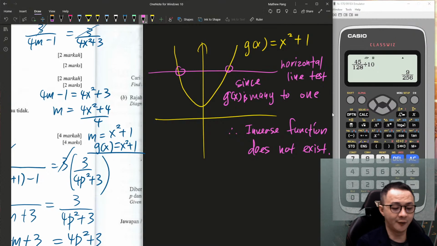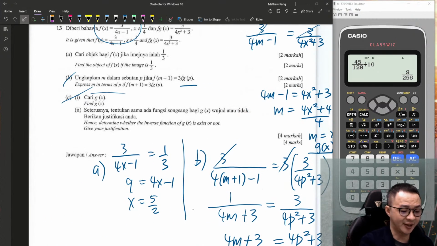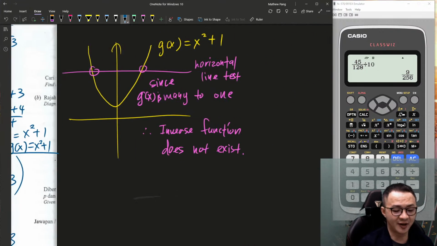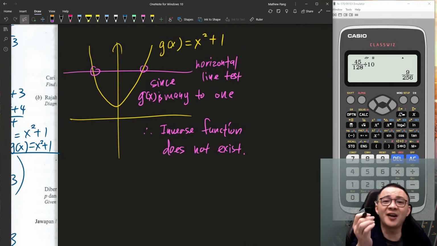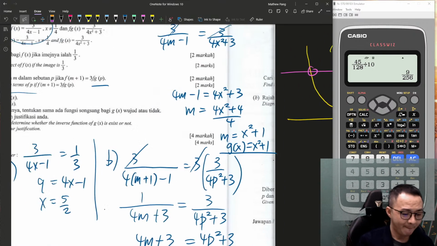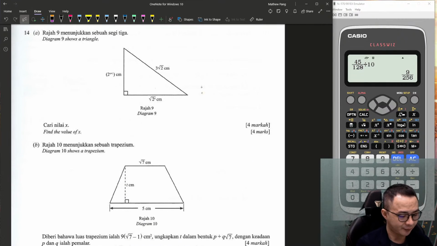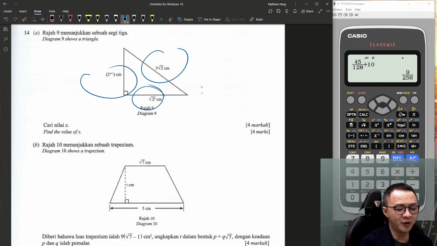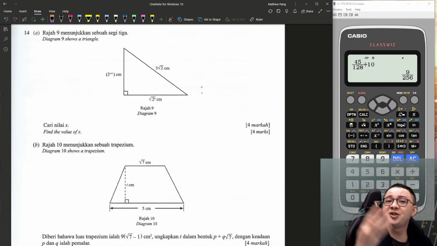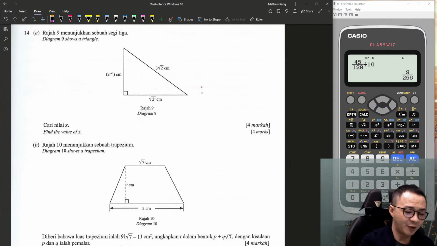Okay, so I believe this one is just another one mark question to justify whether the inverse function exists or not, because inverse function, they can only accept one-to-one function. Okay, simple. Next one, 14. Find the value of x. When you have 3 sides with no information, you want to form an equation by yourself. The easiest way is doing Pythagoras. Okay, I will just do Pythagoras.